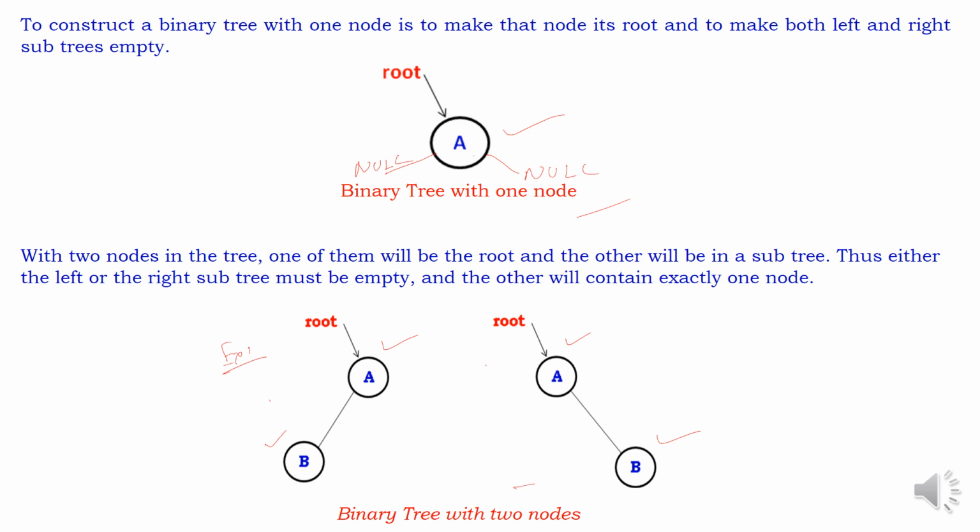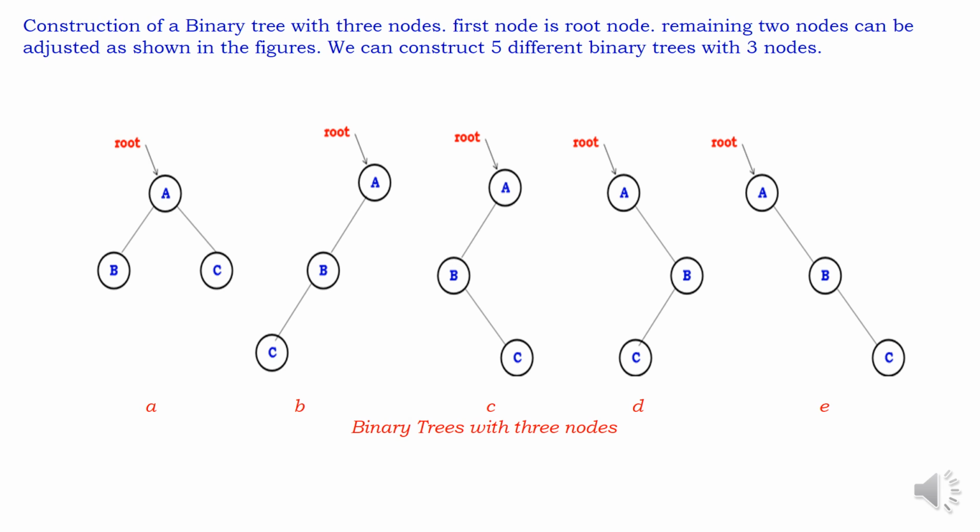For example, three nodes. If there are three nodes ABC and you are asked to construct a binary tree, there are so many different possibilities. See here, the first one: A is root node, B is its left subtree, and C may be its right subtree. B left is null, B right is null, C left is null, C right is null. So B and C are leaf nodes, A is root node.